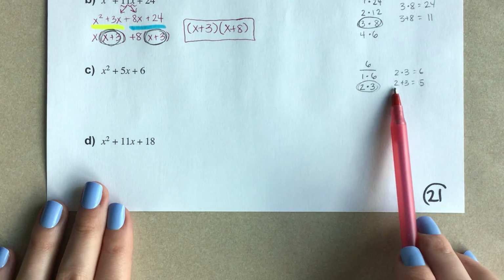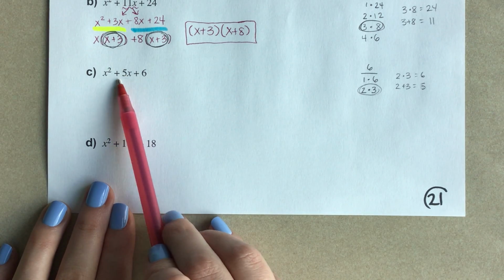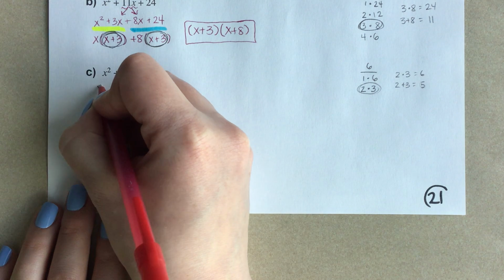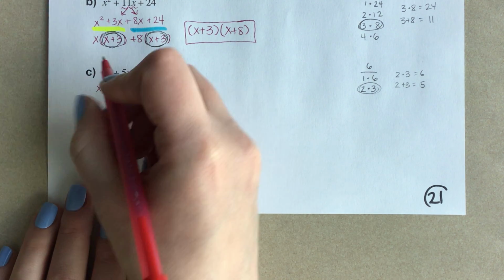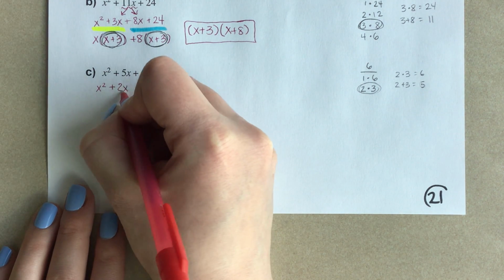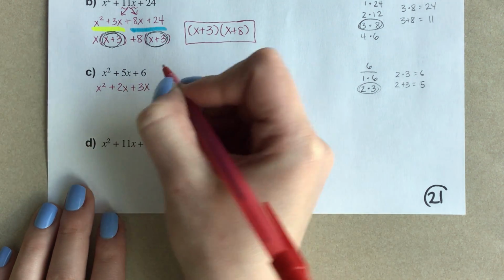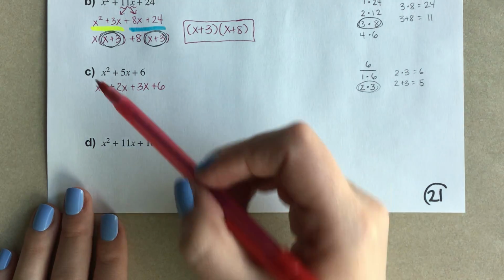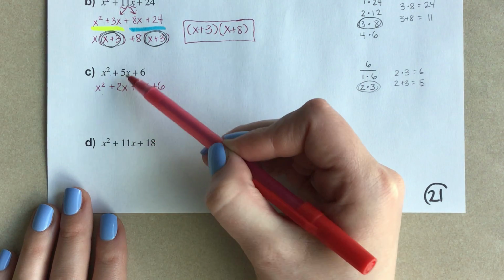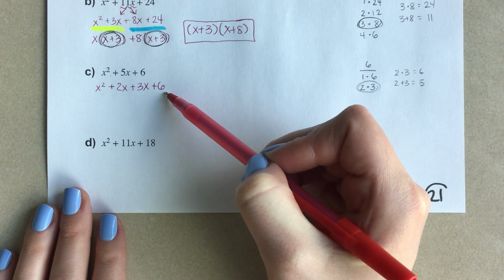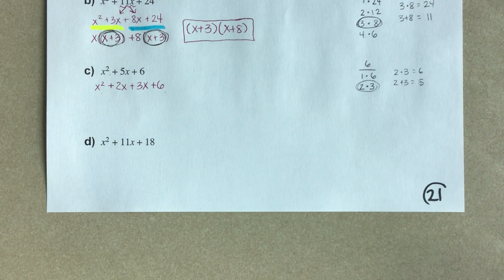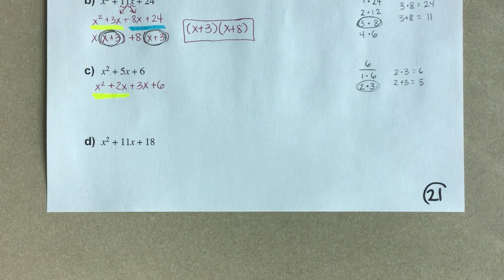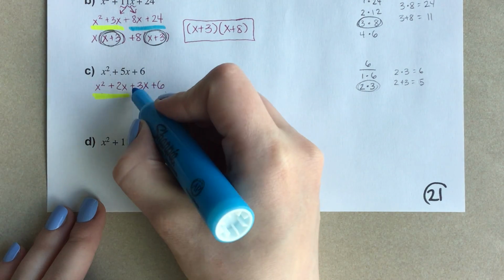So I'm going to take these factors, 2 and 3, and rewrite this 5x in the middle in expanded form. So I have x squared plus 2x plus 3x plus 6. The x squared stayed the same. The 5x became 2x and 3x. The 6 stayed the same. Now I'm looking at the first half and second half of this expression. The first part is the first two terms. The second part is the second two terms.